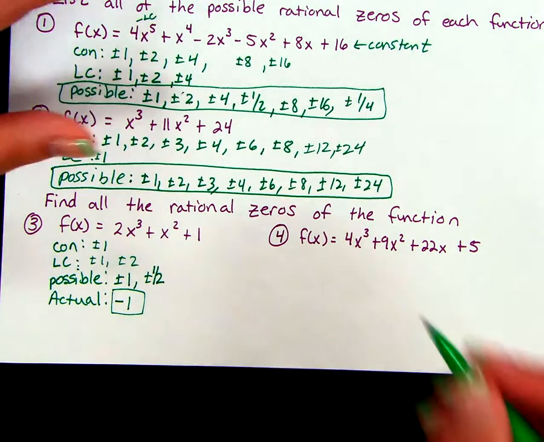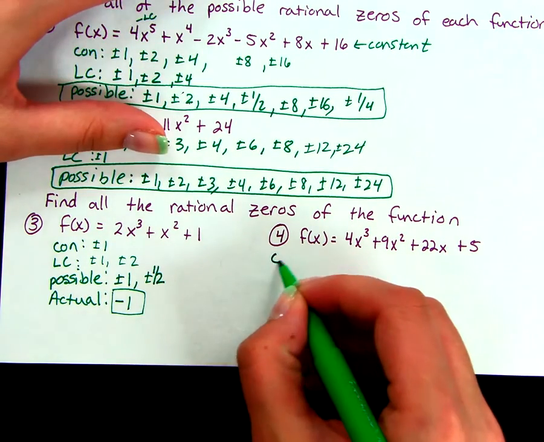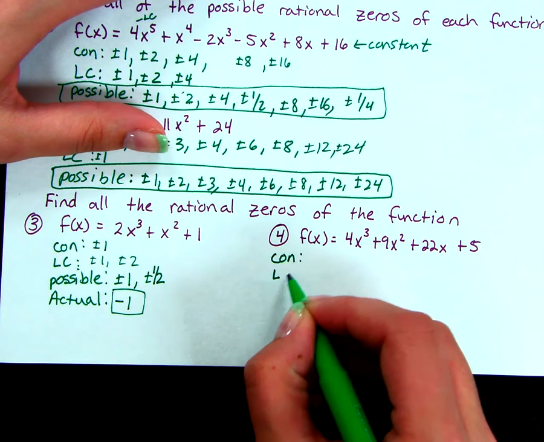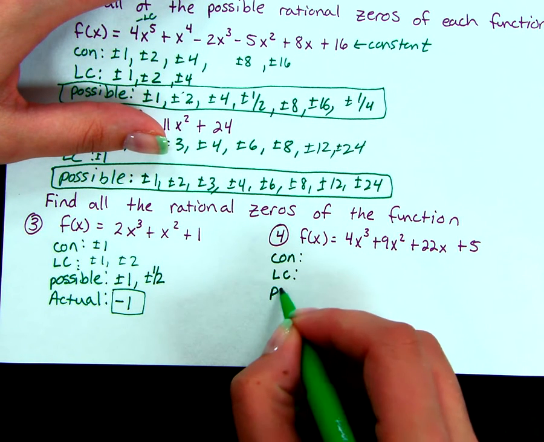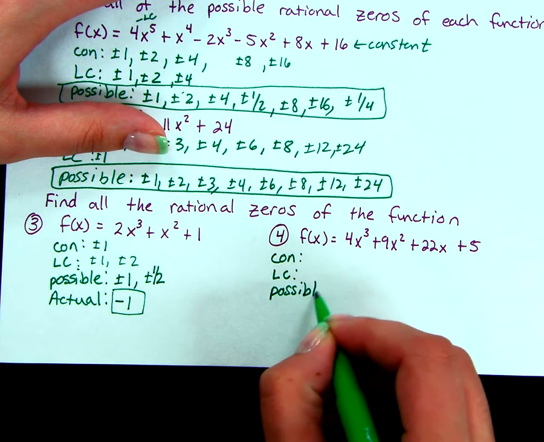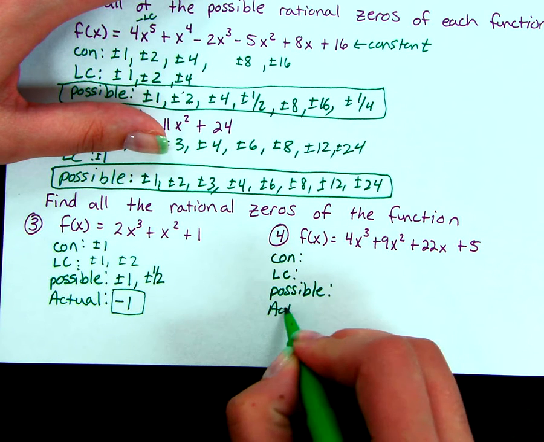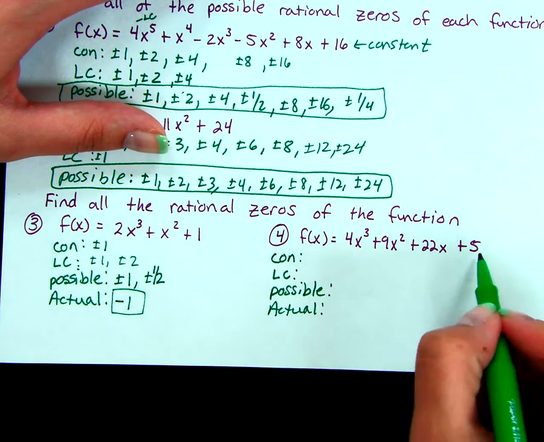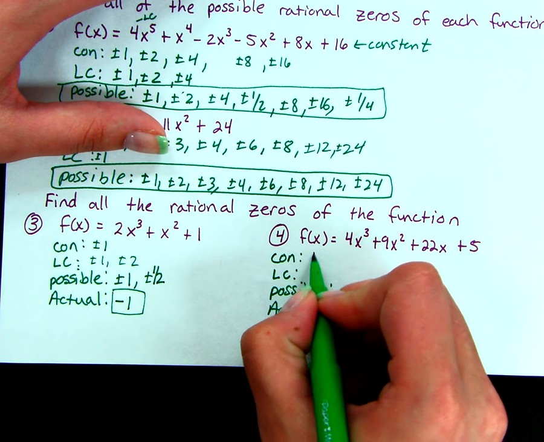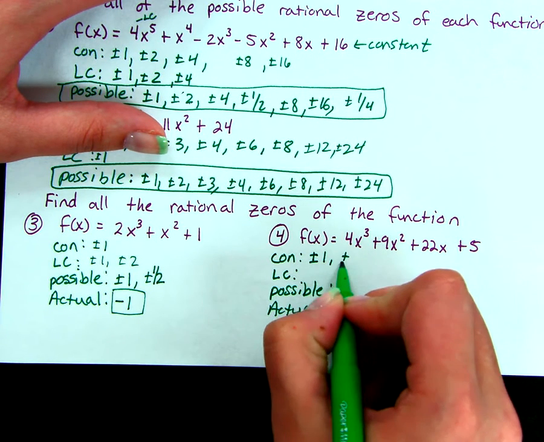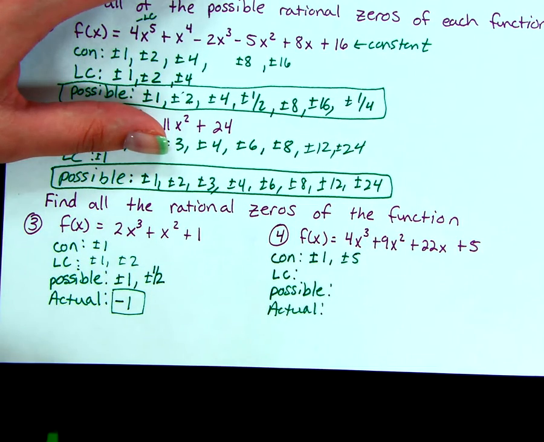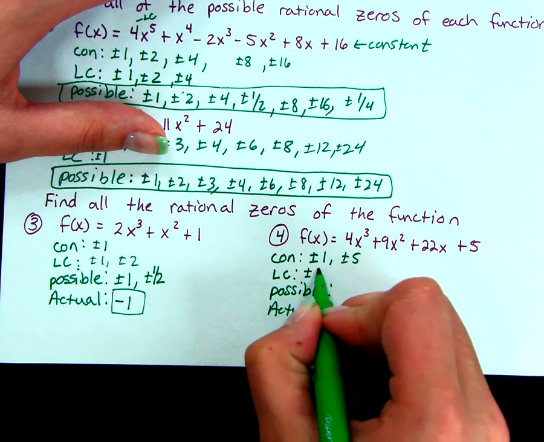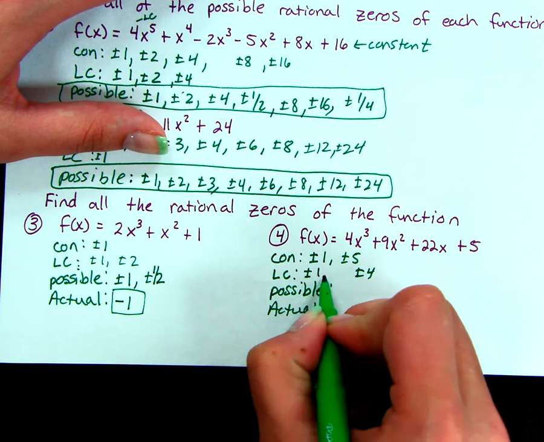So problem 4, we're going to do the same thing. So we need the factors of the constant, the factors of the leading coefficient. We're going to come up with our list of possible answers, and then we're going to find any of the actual rational zeros using our calculator. Okay. So again, our constant is 5, so all the numbers that multiply to be 5 are 1 and 5. And then our leading coefficient is 4, so we would have 1 times 4, and then 2 times itself.